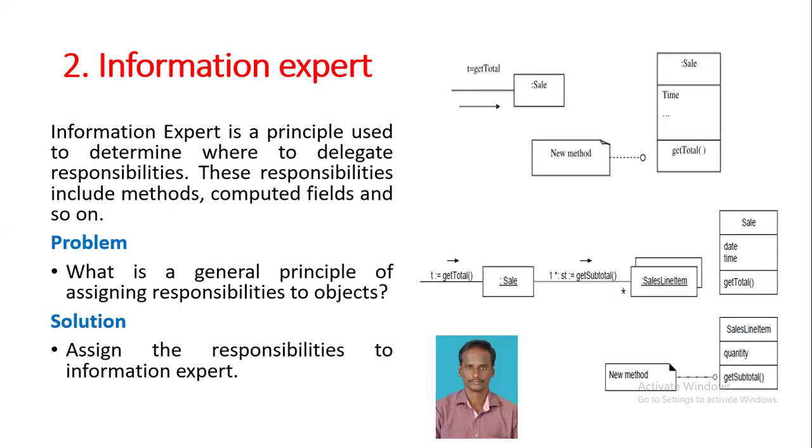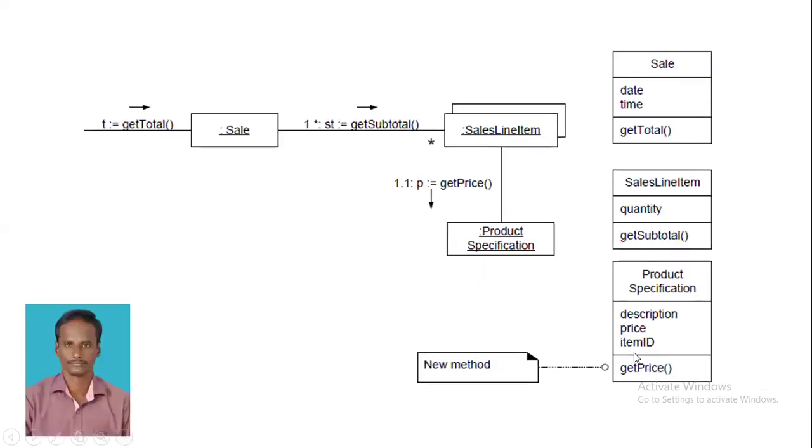For that, we need one more method called subtotal that we can add in the sale line item. This is the last diagram. If we know the items they have purchased and how many of each product, we also need to know the price of a particular item. Only then can we get the subtotal, and after that the main total. For that, we are getting the price from the product specification. So we are adding one more new method to the product specification called get price.